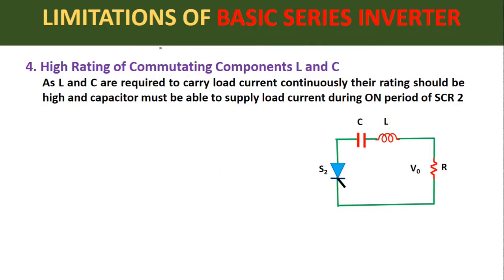Fourth limitation is high rating of commutating components, that is the inductor and capacitor connected in this circuit of the basic series inverter circuit. In the basic series inverter circuit, the inductor and capacitor are required to carry the load current continuously when the S1 switch is on and when the S2 switch is on. In both conditions, this inductor and capacitor have to carry the load current continuously, therefore their rating should be high in the basic series inverter circuit.